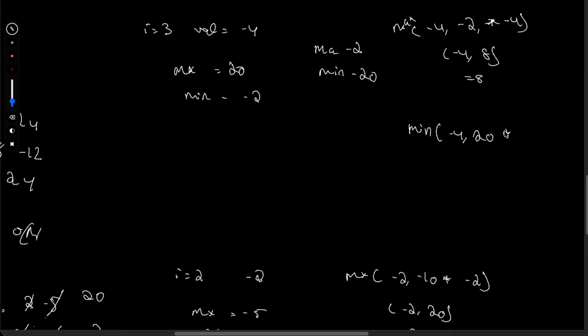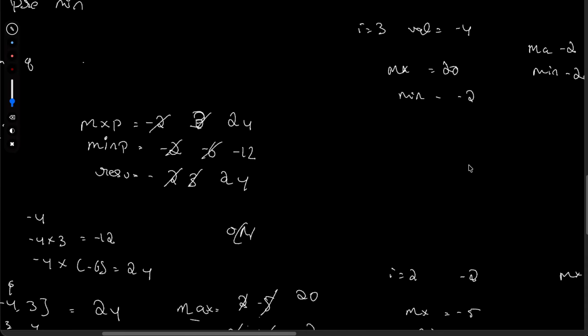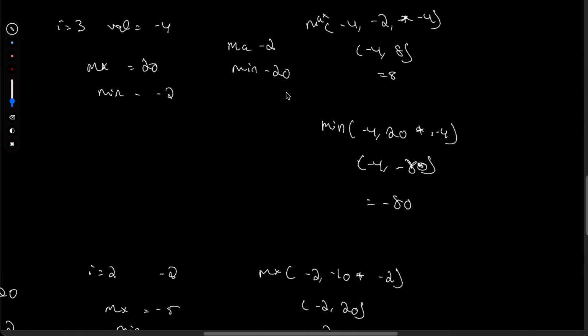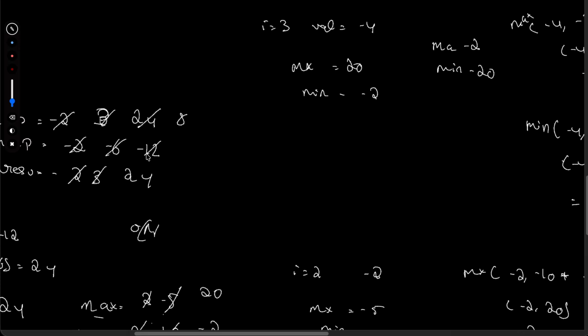Now we update min. Negative 4 and 20 times negative 4, which is negative 80, so the answer is negative 80. So now max is 8 and min is negative 80. Okay, now we update the result. Max of 20 and 8 is 20, so the result becomes 20.